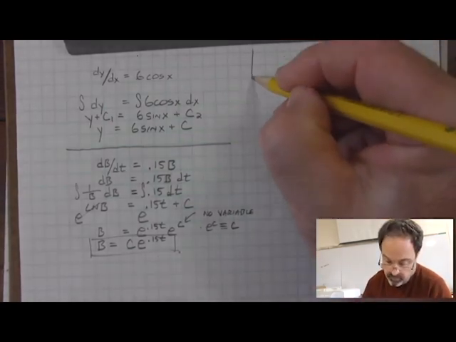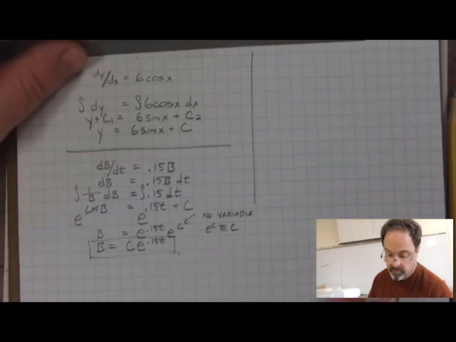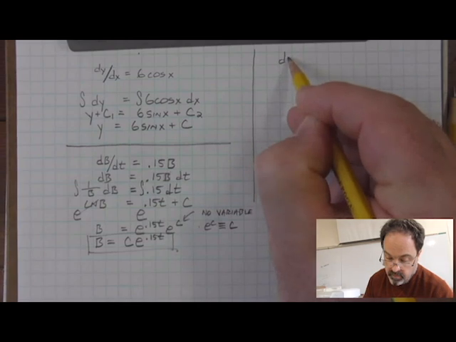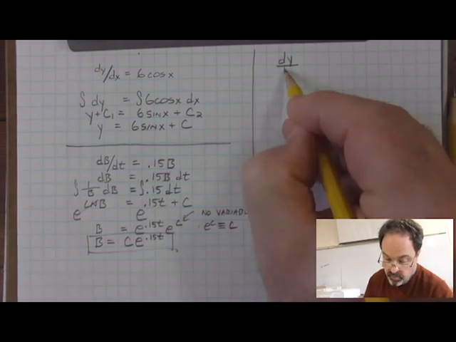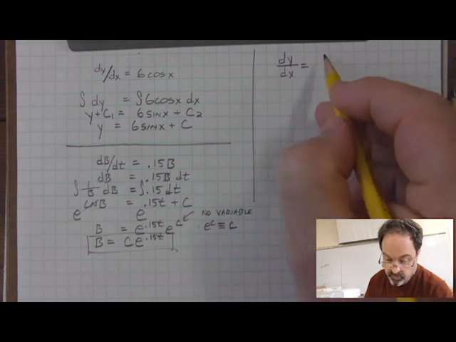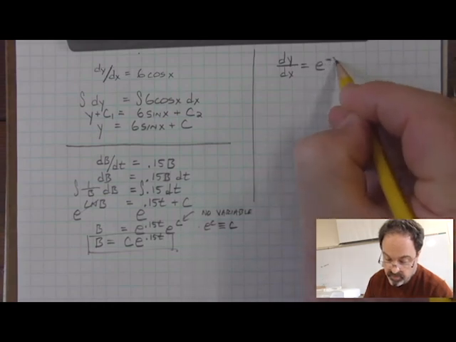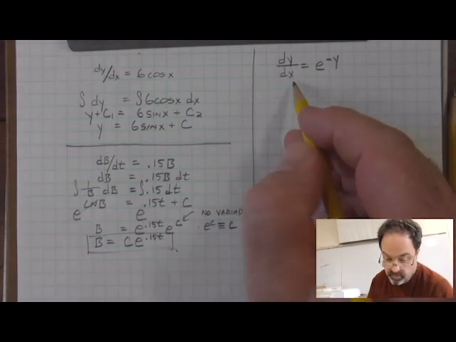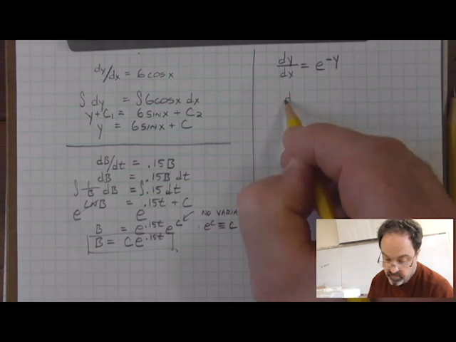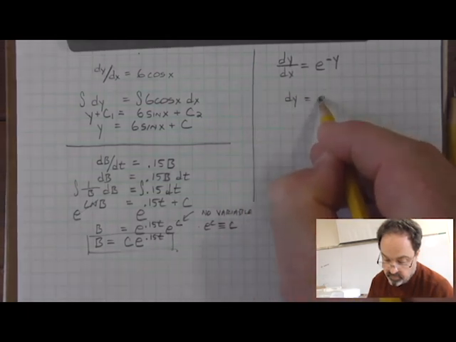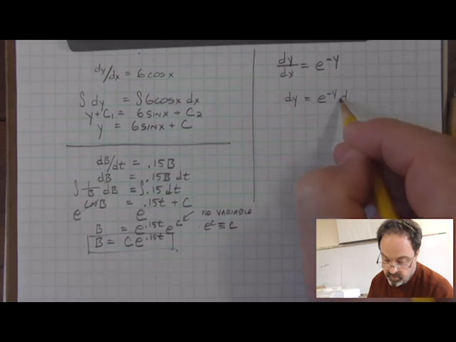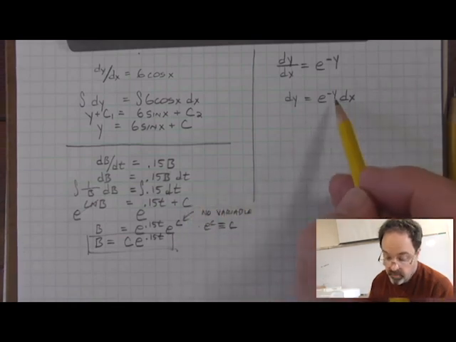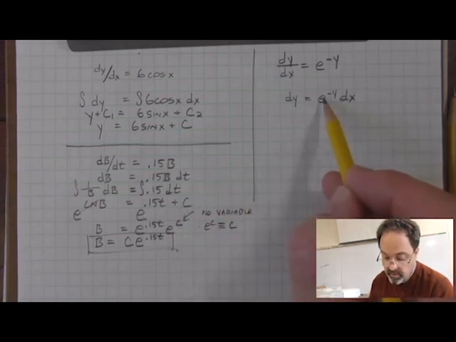One more example. In this differential equation, we're starting with the derivative of y with respect to x is equal to e to the negative y. I'm going to separate out the derivative notation so that dy is equal to e to the negative y times dx. And like the second example, I'm not ready to integrate because I'm combining an expression.